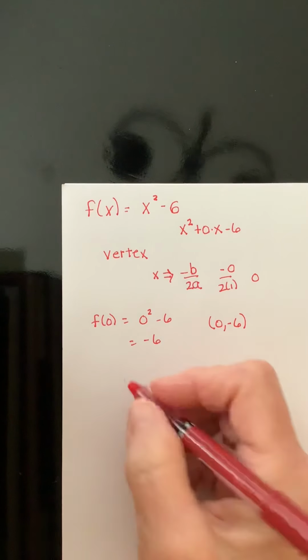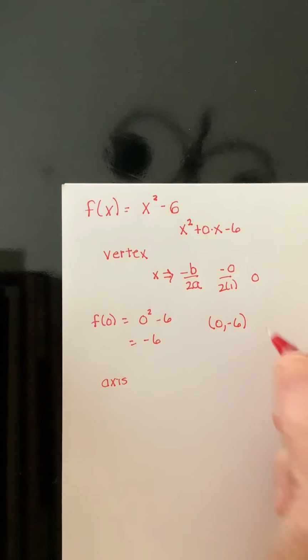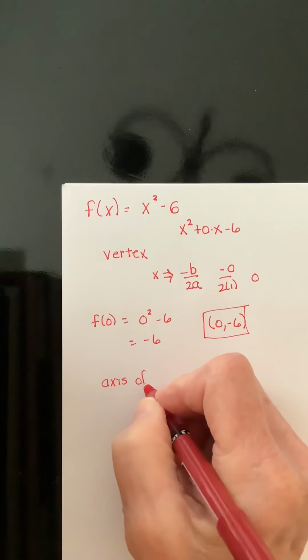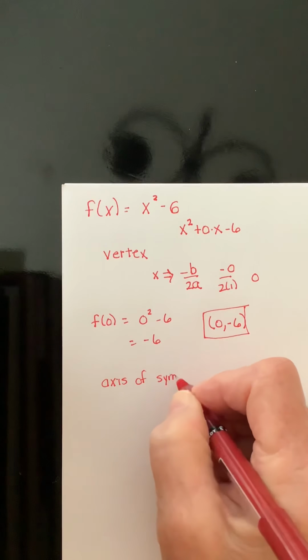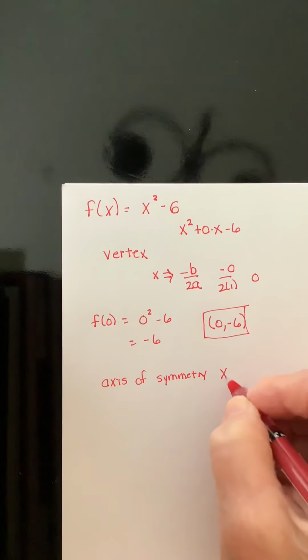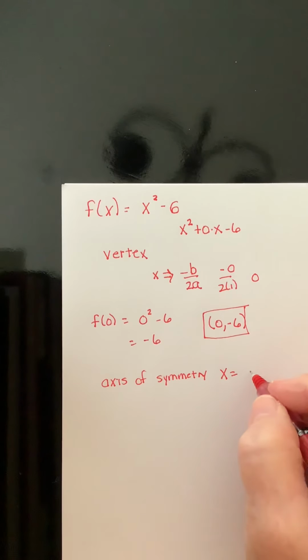Okay, the next thing we want to talk about is our axis of symmetry. And it has to be an equation, just like this has to be a point. Our axis of symmetry has to be an equation. That was on the first page of the notes. And it's just x is equal to the opposite of b over 2a, or the x value for the vertex, which is 0.